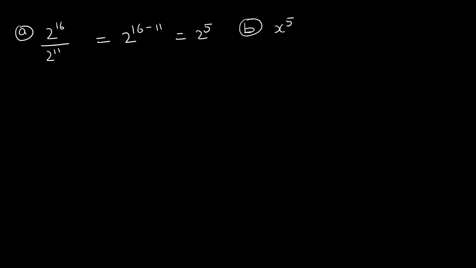So in this one we have x to the power of 5 over x to the power of 3. Again we write the base first and then we simply write the power 5 minus 3. We get x to the power of 2 or x squared.